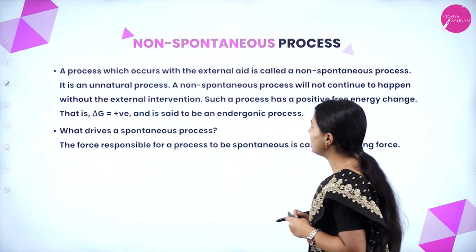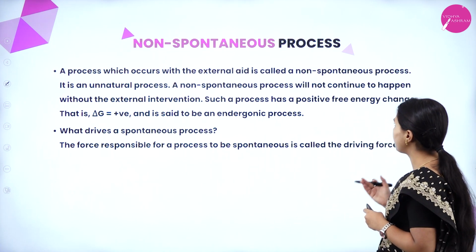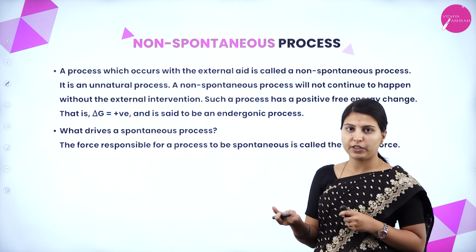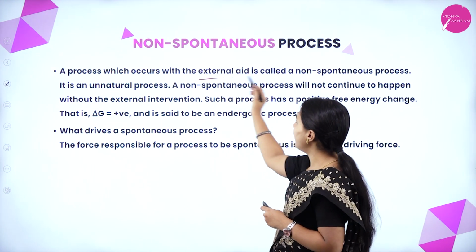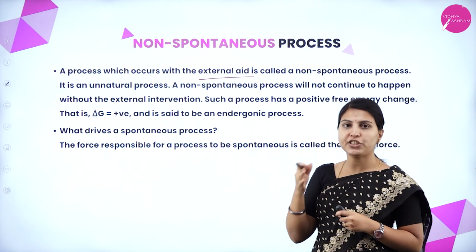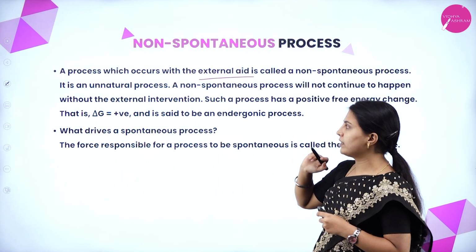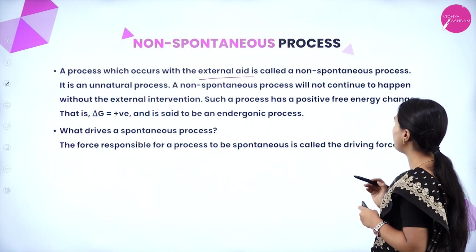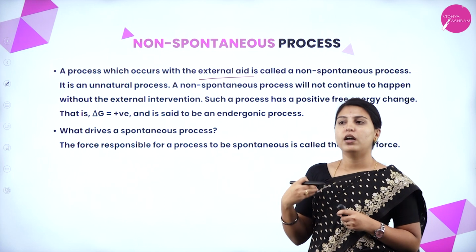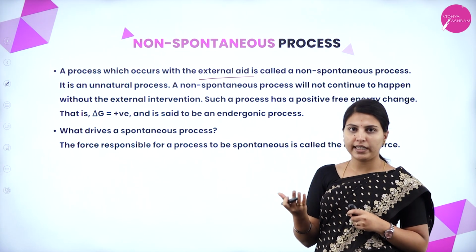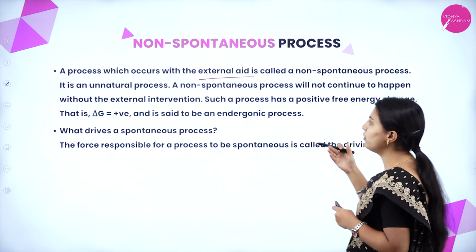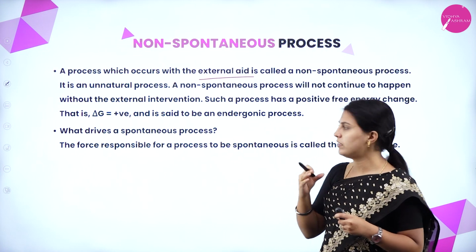A process which occurs with external aid is called a non-spontaneous process, whereas what happens instantly without external aid is called spontaneous. With external aid will be considered a non-spontaneous process. It is an unnatural process because intentionally we have to do it, so that is an unnatural process. A non-spontaneous process will not continue to happen without external intervention. Suddenly or accidentally it will not happen like a spontaneous one. It waits for the external aid and it will continue till the external aid's influence is there.